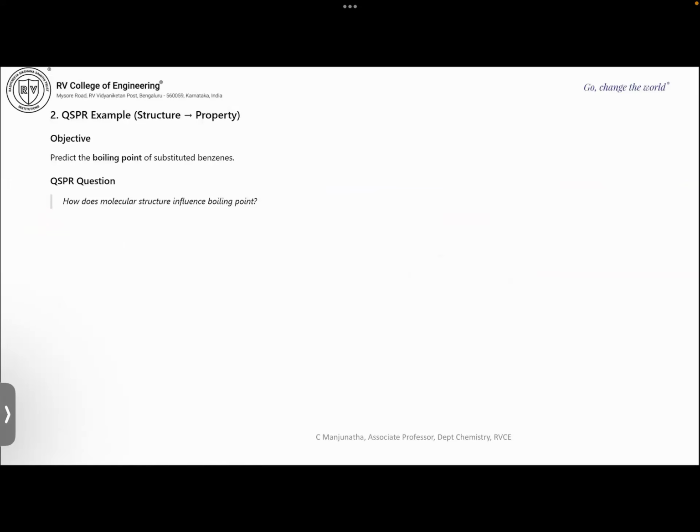Let us understand QSPR, the structure and property, in detail. The objective of QSPR is to predict, for example, let me take this substituted benzene as an example. Let us understand how QSPR and QSAR are applied for substituted benzenes. The objective is to predict the boiling point of substituted benzene. How does the molecular structure of this substituted benzene influence the boiling point?